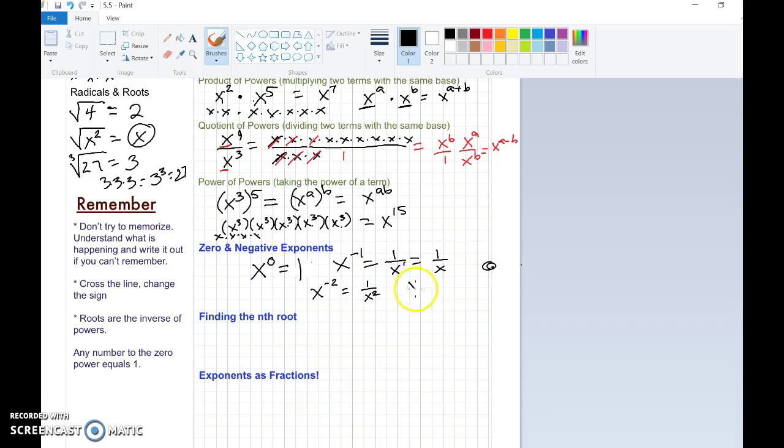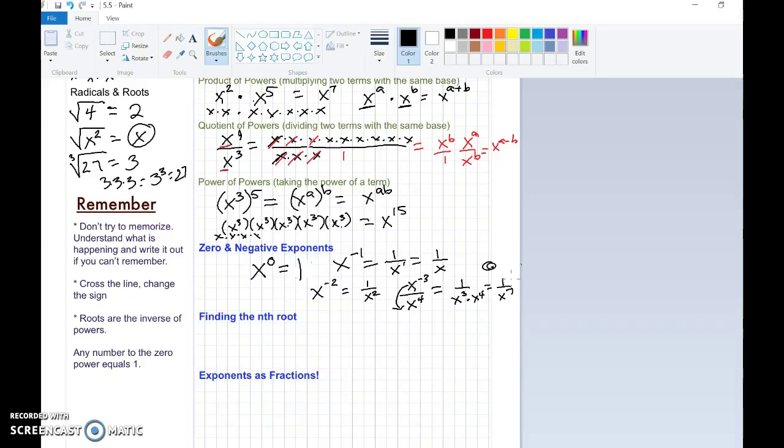So if I have x to the negative third divided by x to the fourth, okay, this really means if I cross the line, I move my x to the negative third below the line, it becomes 1 over x to the third times x to the fourth, which is equal to 1 over x to the seventh. Okay? And we'll try a few more of those so that you get comfortable with that.